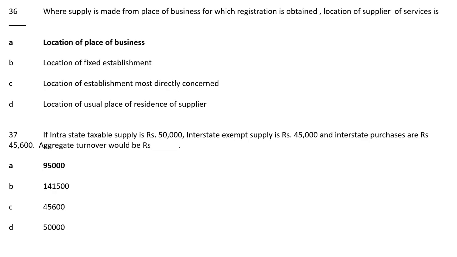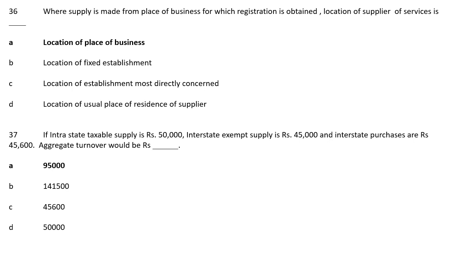Where supply is made from place of business from which registration is obtained, location of supplier of service is option A location of place of business, option B location of a fixed establishment, option C location of establishment most directly concerned, option D location of usual place of residence of supplier. The correct answer here is option A, location of place of business. If there is no exact location of the place of business, then the answer will be location of usual place of residence of supplier. But if location of business is there, then the correct answer will be option A, location of place of business. Next question, question number 37.